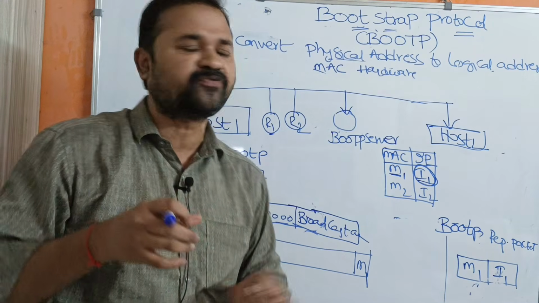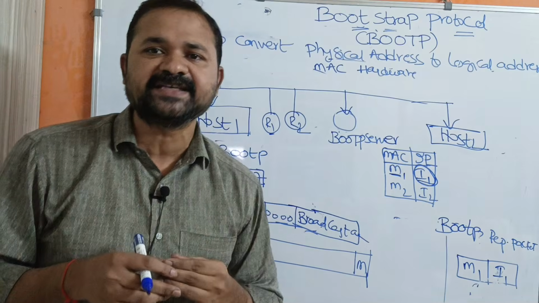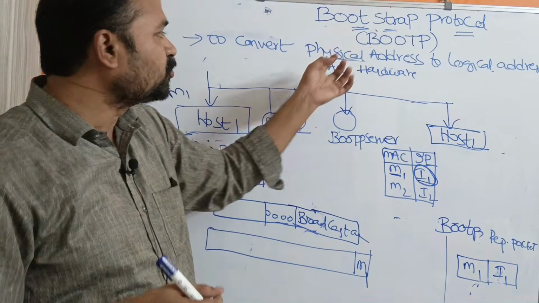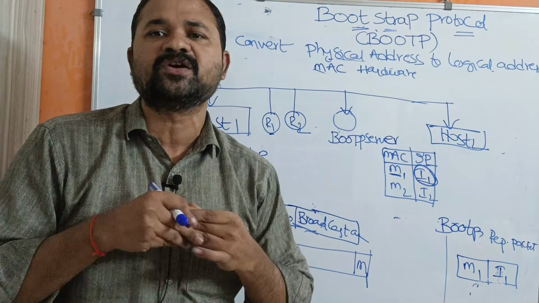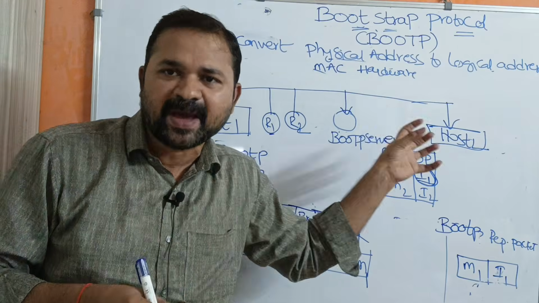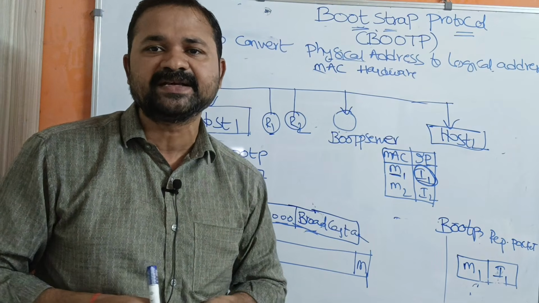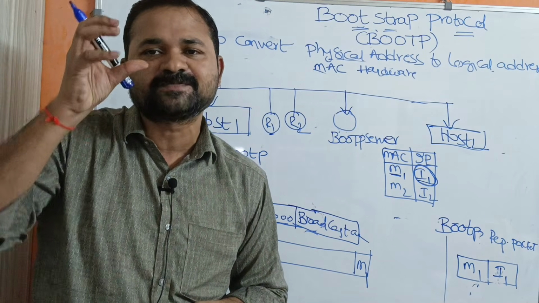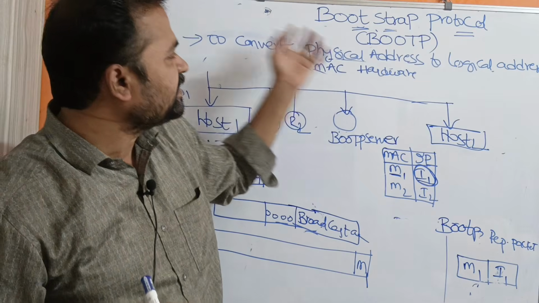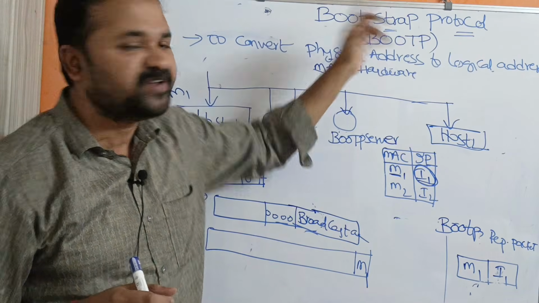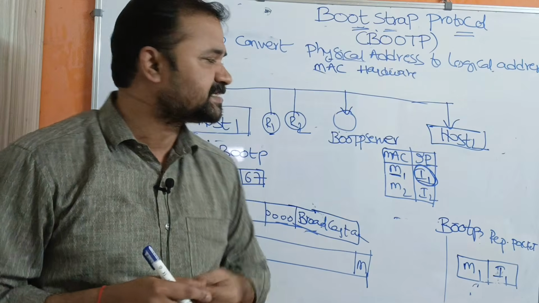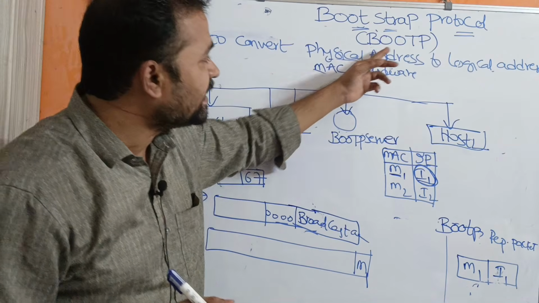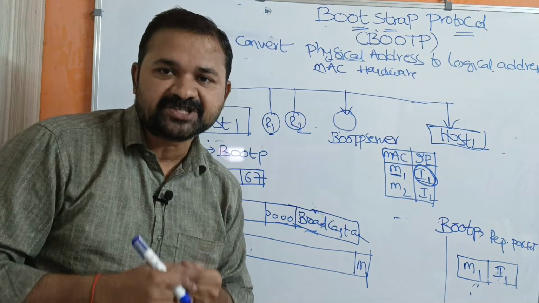The purpose of both BOOTP as well as RARP is the same. They are mainly useful to convert a physical address to a logical address. That means we have a MAC address, and based on the MAC address, the corresponding IP address will be assigned. But there is a small difference between BOOTP and RARP. RARP is a network layer protocol, whereas BOOTP is an application layer protocol.